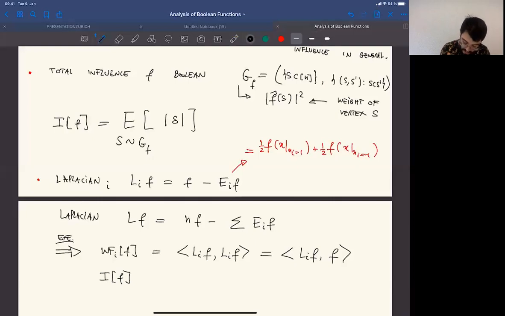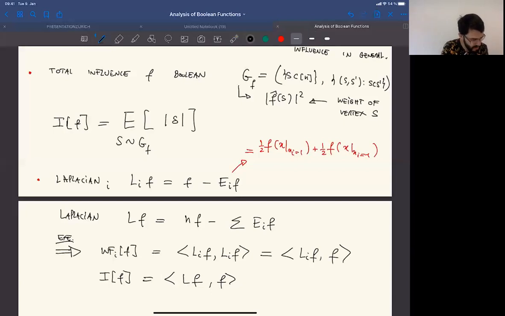Yes, I think this should be just this. It's just this. This is just the sum. If I summate the Li, you'll be summating the i's, and okay, this has to be this, which is also yes. Okay. And so another way of computing influence is computing the Laplacian.